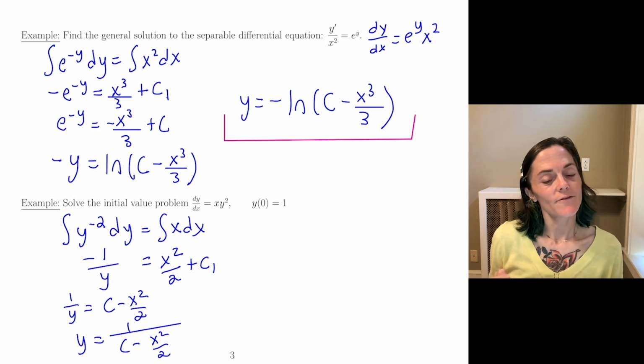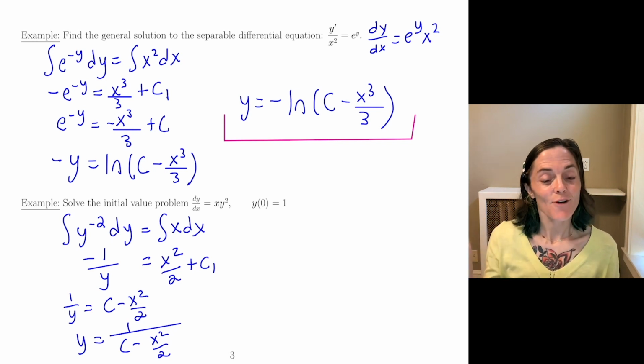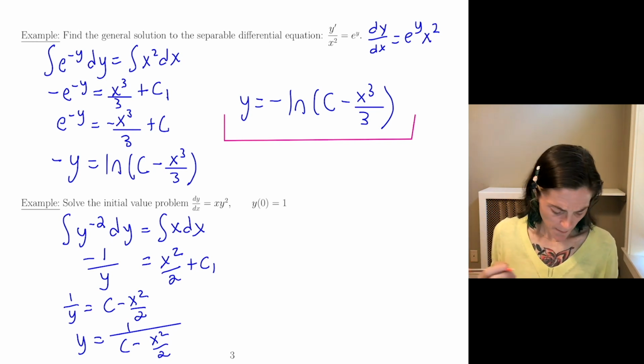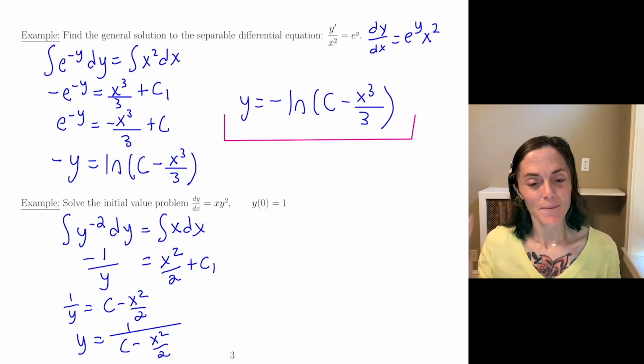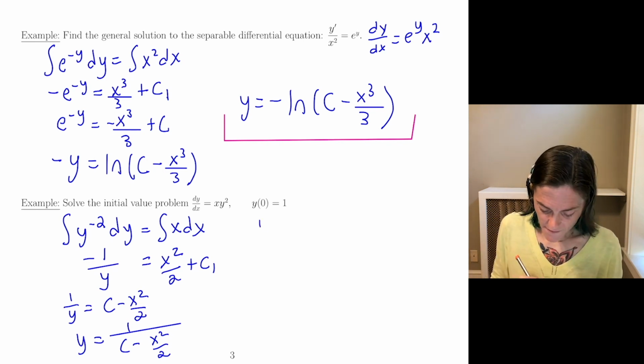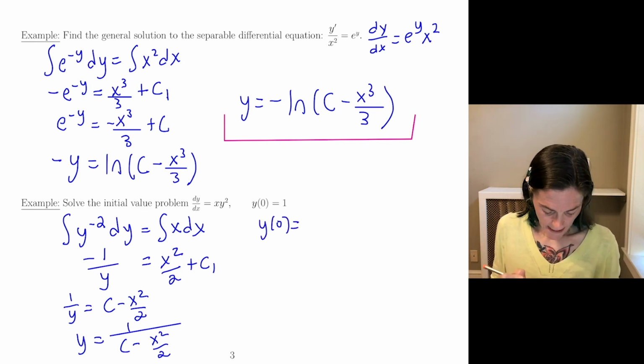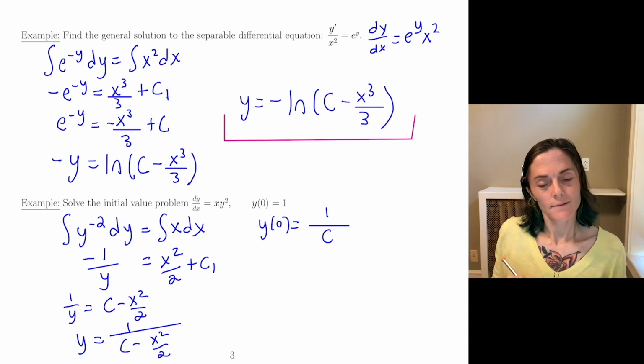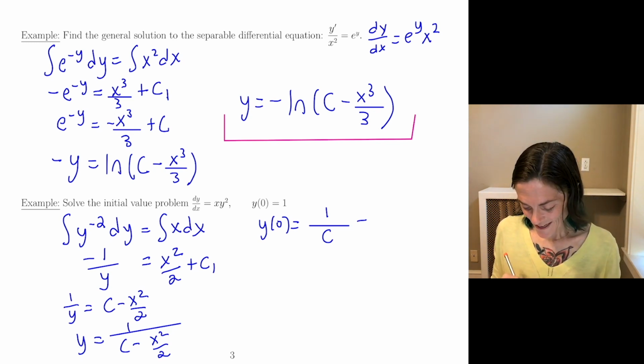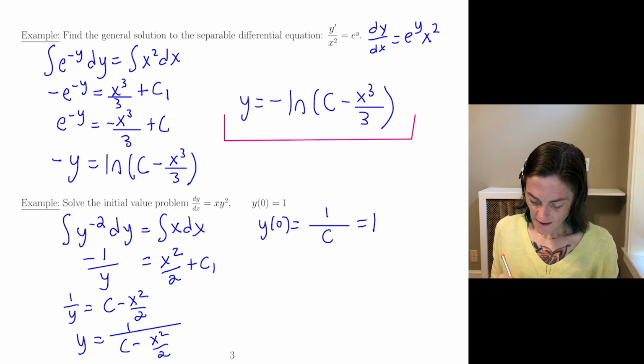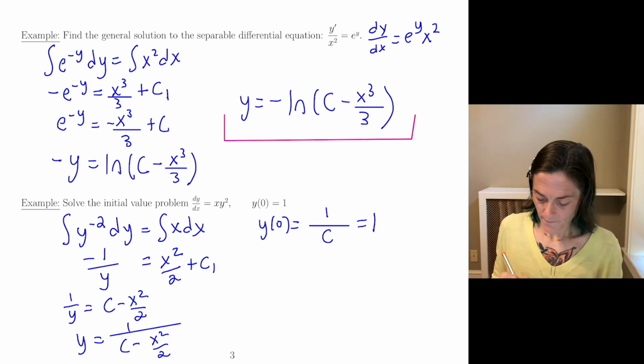Now, typically I don't leave fractions in the denominator, although there's nothing wrong with this. I probably would multiply through by 2 everywhere. Maybe I'll do that at the end. So y of 0 is 1 over c. And this is supposed to be 1. And so you see the constant is just 1.